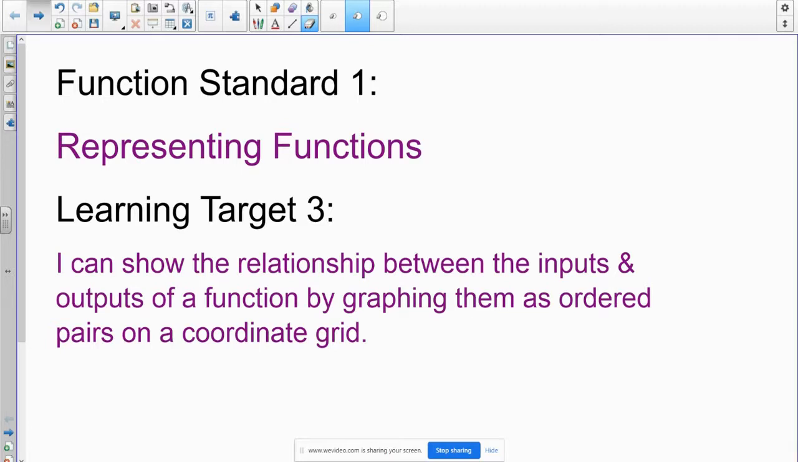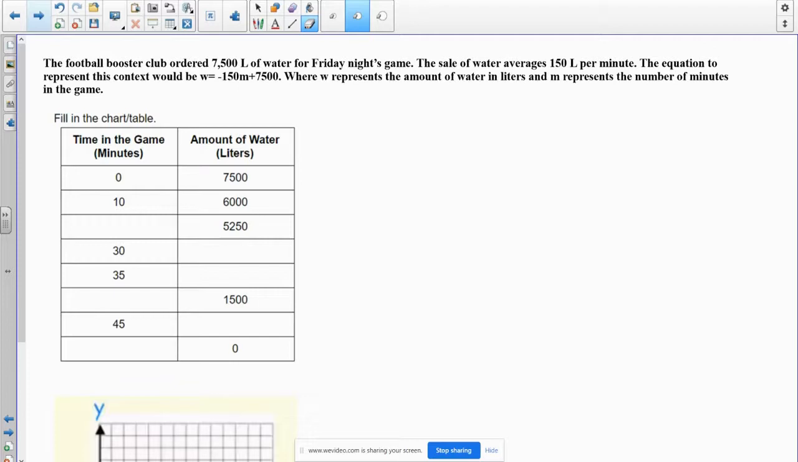The storyline that we're going to be looking at states the Football Booster Club orders 7,500 liters of water for the Friday night's game. The sale of the water averages 150 liters per minute. The equation that represents this context would be W equals negative 150 M plus 7,500, where W represents the amount of water in liters and M represents the number of minutes in the game. So we're going to take a moment here and really look at that equation because we'll be using that equation over and over.